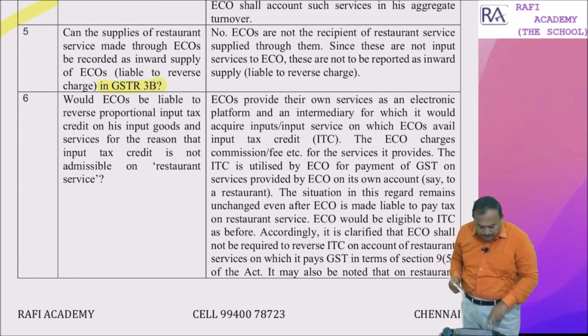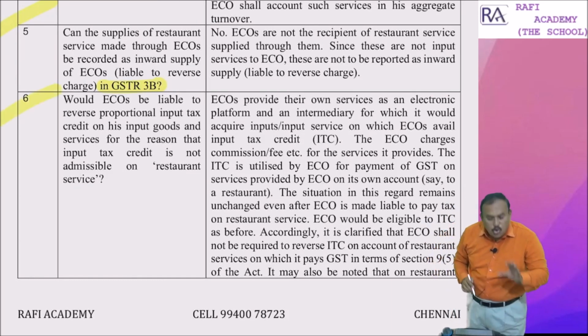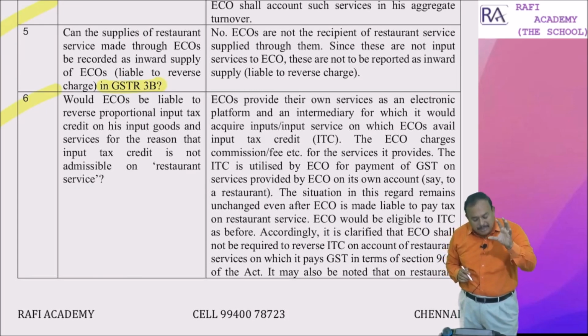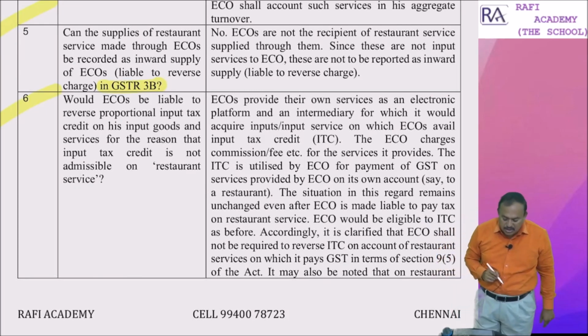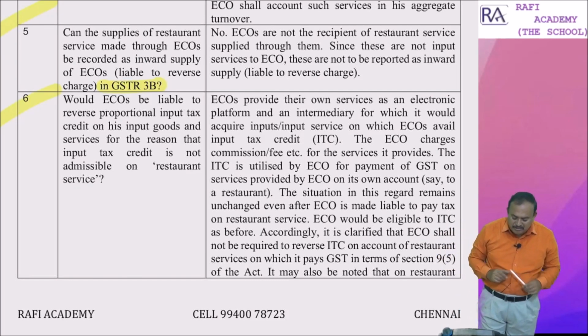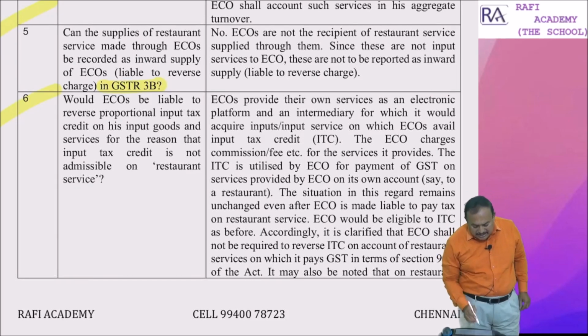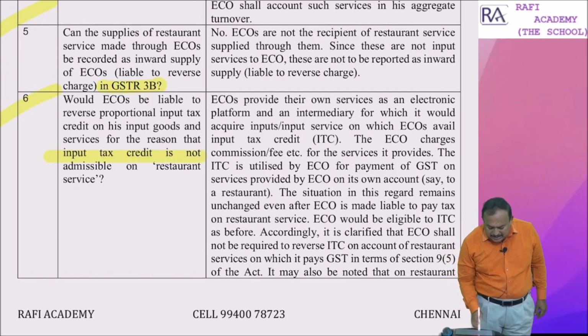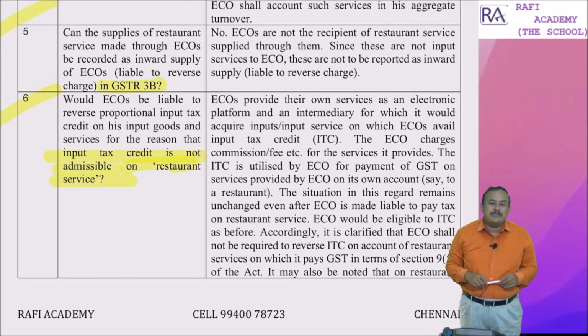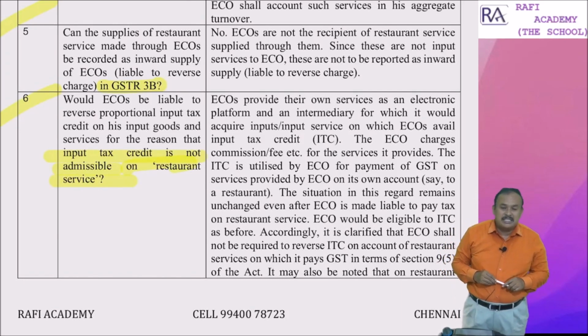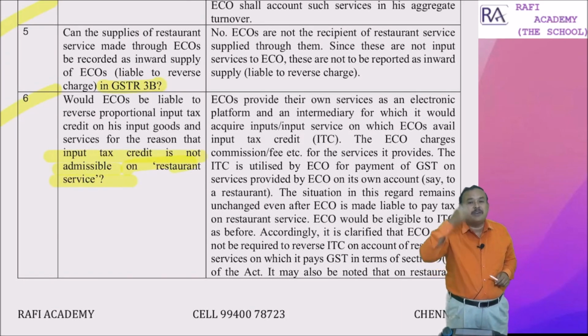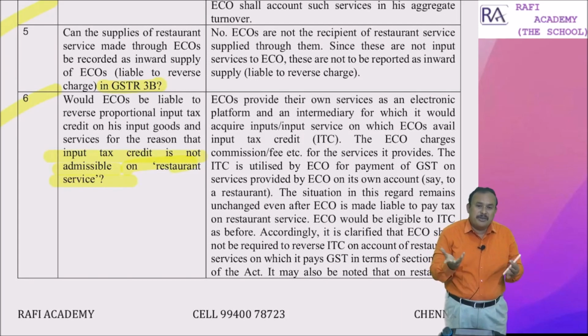Further, point number 6. Would the e-commerce operator be liable to reverse proportional input tax credit on his input goods and input services for the reason that input tax credit is not admissible on restaurant services? Why is input tax credit not admissible on restaurant services? Because they are going to pay GST at 5%. If the restaurant is paying the 5% GST, it is not eligible for input tax credit. Good.